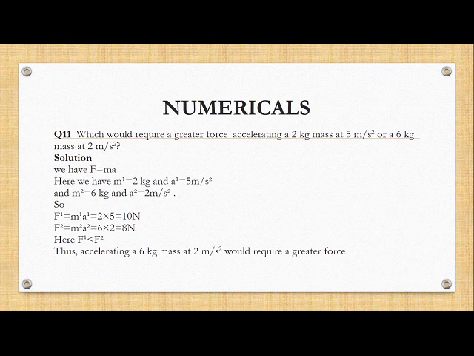Please write down all these 11 numericals in your CW notebook, and try to understand from the video and try to solve again and again. In case you have any doubt, please do give me your feedback on my email address. So I will try to cover that particular topic again.